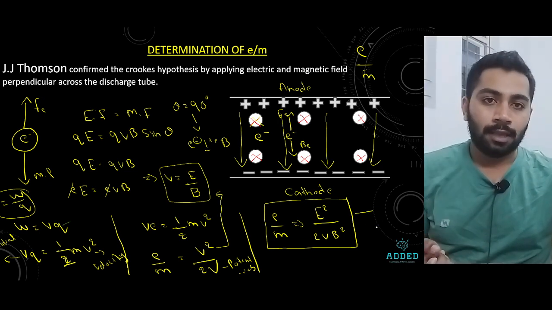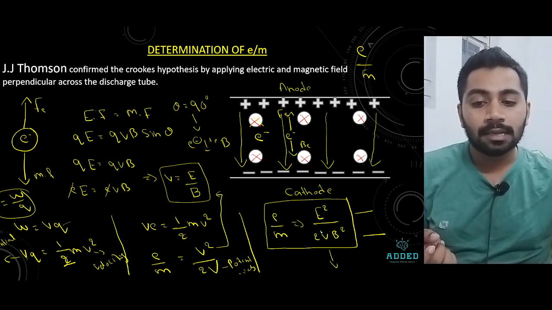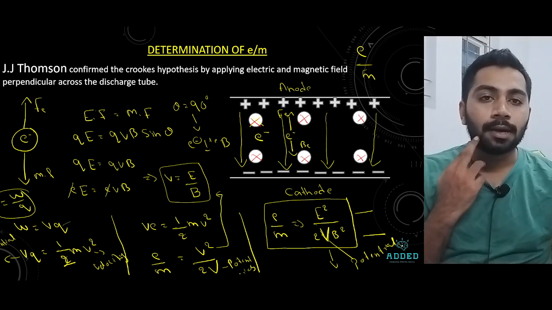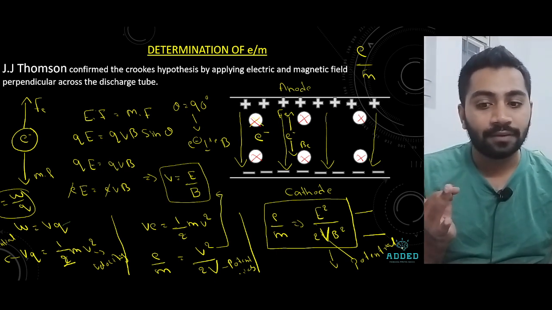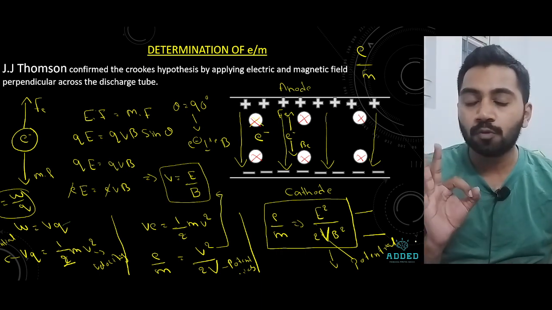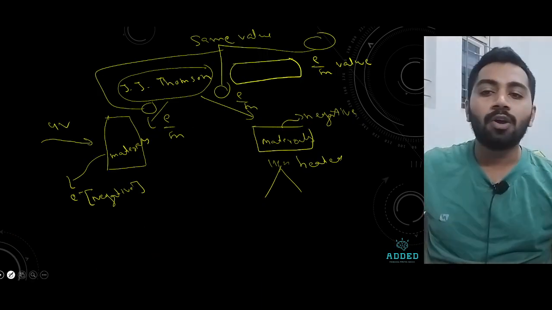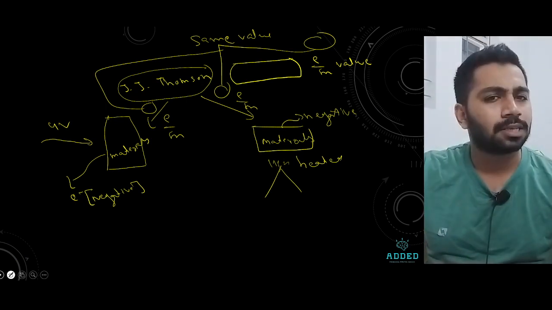The electric field he knows, the magnetic field he knows, and the potential he knows. This is your potential, don't make a mistake. So he knows the potential, the electric field and the magnetic field, and he can easily find the e by m value. Now you know how he demonstrated the e by m value, and this e by m value is the same for all gases.